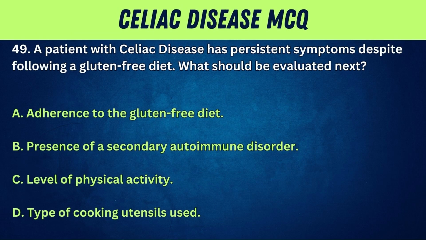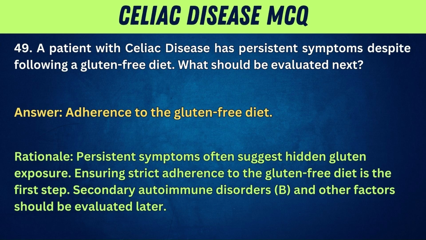49. A patient with celiac disease has persistent symptoms despite following a gluten-free diet. What should be evaluated next? A. Adherence to the gluten-free diet. B. Presence of a secondary autoimmune disorder. C. Level of physical activity. D. Type of cooking utensils used. Answer: adherence to the gluten-free diet. Rationale: persistent symptoms often suggest hidden gluten exposure. Ensuring strict adherence to the gluten-free diet is the first step. Secondary autoimmune disorders, B, and other factors should be evaluated later.